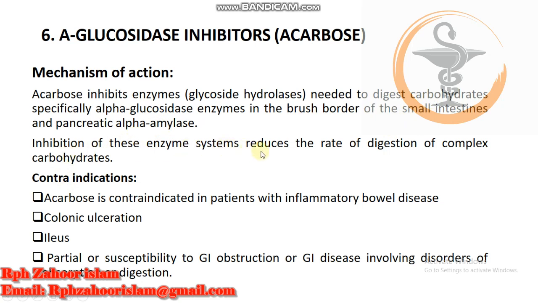Inhibition of these enzyme systems reduces the rate of digestion of complex carbohydrates. So definitely when the activity of these enzymes is inhibited or reduced, it will reduce the rate of digestion of complex carbohydrates. Now these are the contraindications. So glucosidase inhibitors or acarbose are contraindicated.